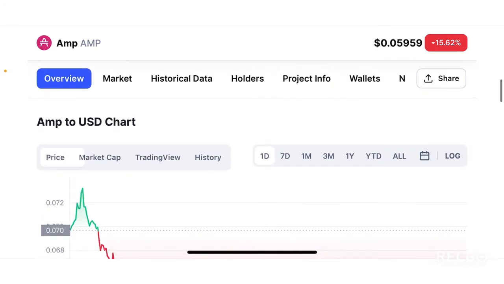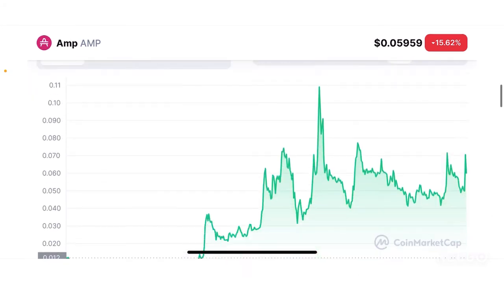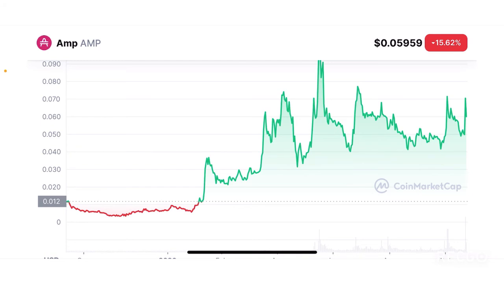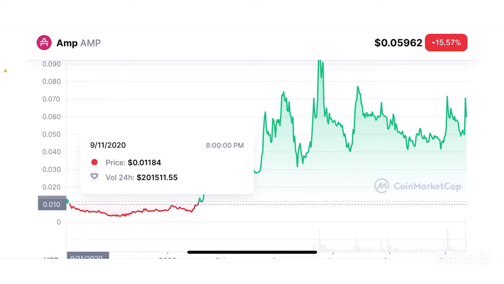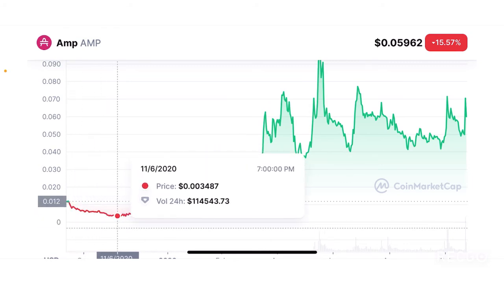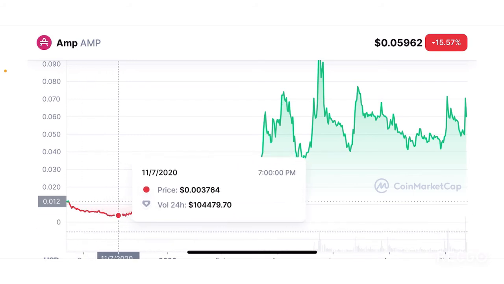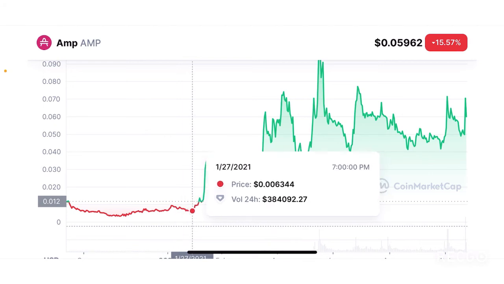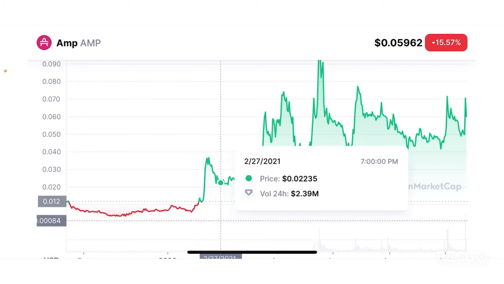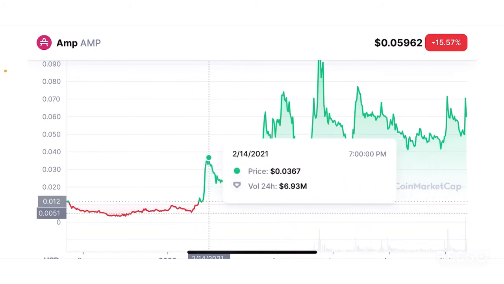But when it comes to the price chart itself, you can clearly see that the token price was worth 1.1 cent last year on the 11th of September. It was pretty much going sideways, or even making all-time lows of $0.003 per token. But it started pumping early this year when the token went from almost $0.006 per token to new all-time highs of about 3 cents.